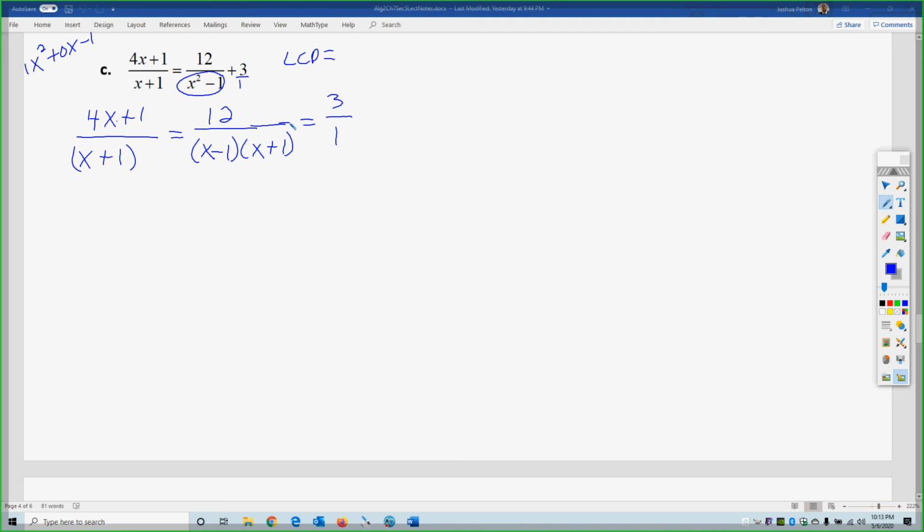So what do they have in common? They have an x plus 1 in common. What's left over? An x minus 1 and a 1. So that is the LCD. Okay, so we leave a good sized gap here.